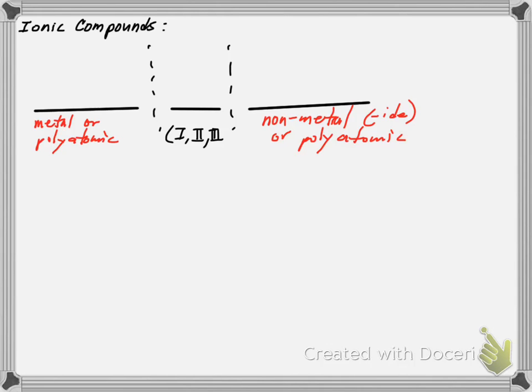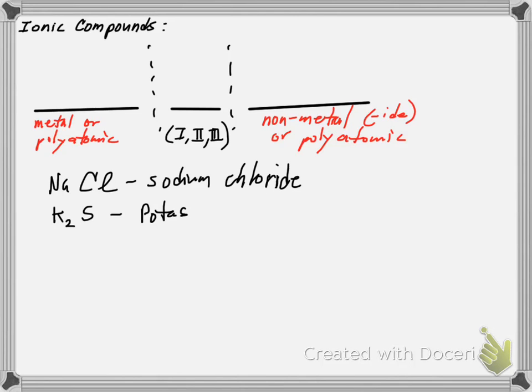So that middle section is only for transition metals, and then the third portion would be the nonmetal with a suffix of -ide, or a polyatomic ion. It might be easier with an example. Take a look at this: sodium chloride or potassium sulfide. It's basically the metal and then the nonmetal.